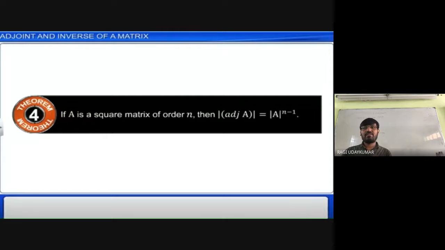Now this is a very, very important theorem. Based on this theorem, a 1 mark question is asked every year, 100%, in the board examination. A is a square matrix of order n. Then the determinant of adjoint of A is equal to determinant of A to the power of n minus 1, where n is the order of the matrix.